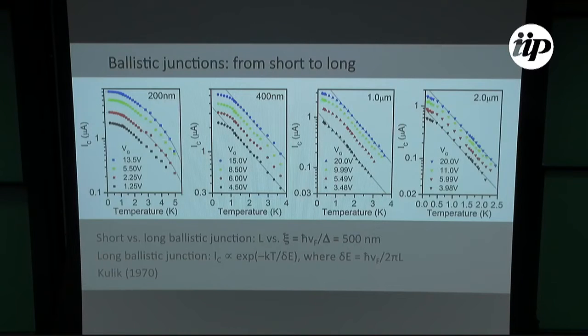span this whole range from a short junction to a long junction. The characteristic length over which the transition happens is a coherence length made out of the Fermi velocity in the metal and the superconducting delta in graphene, which is about 500 nanometers. So for 200 nanometer samples, we have this steeper than exponential decay of the critical current, and we can fit it with the formulas for the short junction regime.